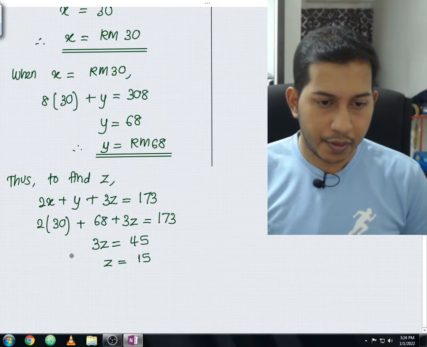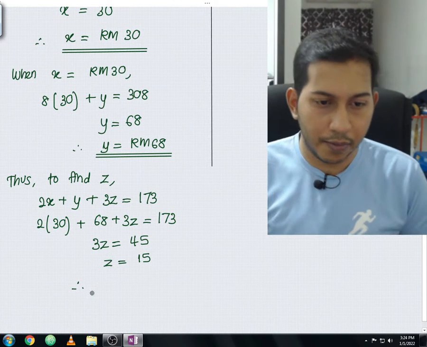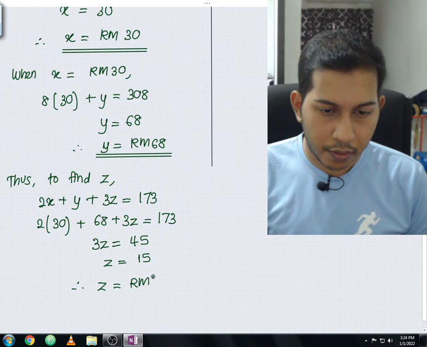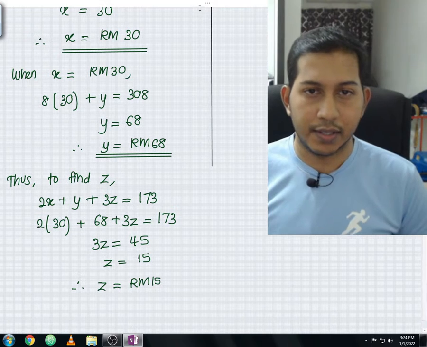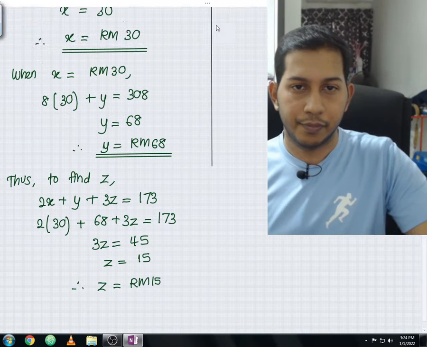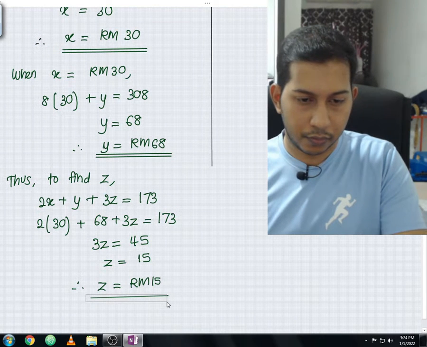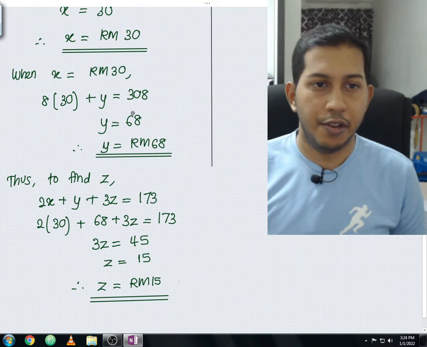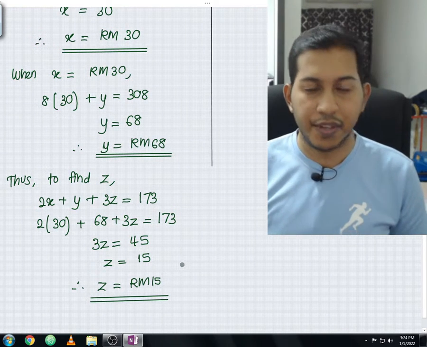Okay, therefore you can't leave your answer in this way since it is in the currency form. So therefore your z will be equals to 15 ringgit. So this is your final answer. So these are the 3 solutions you get. Your x is 30 ringgit, your y is 68 ringgit, and your z is 15 ringgit.